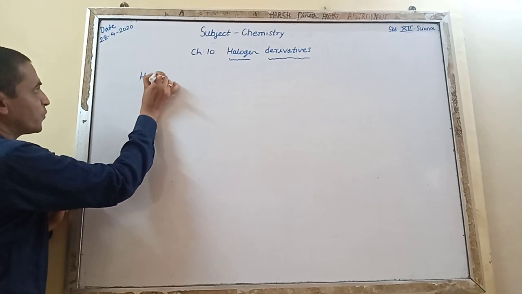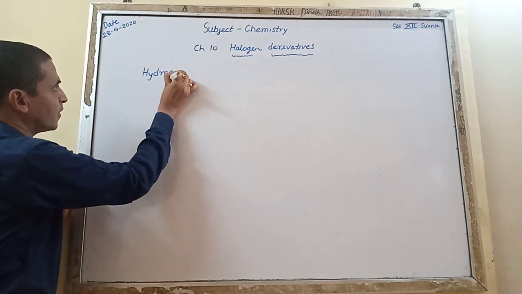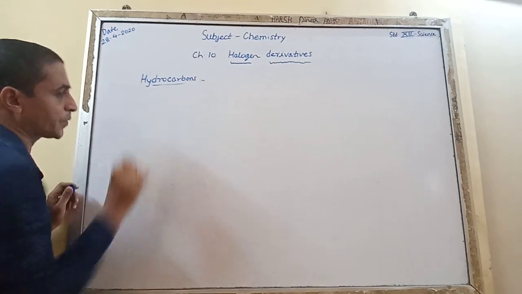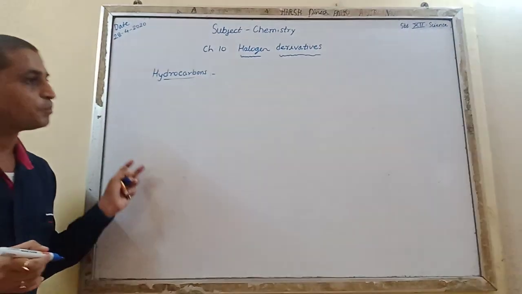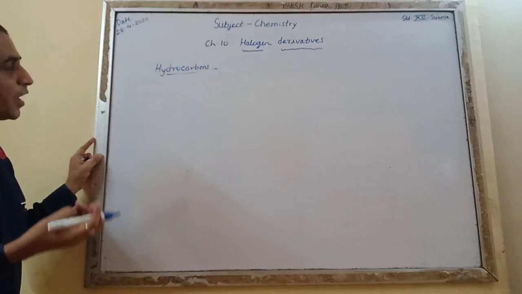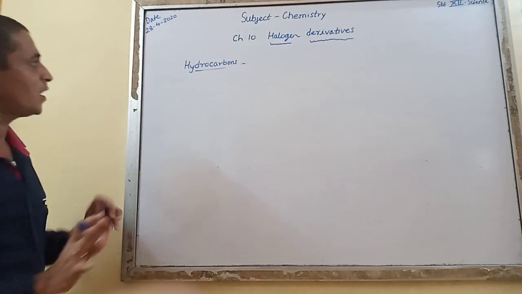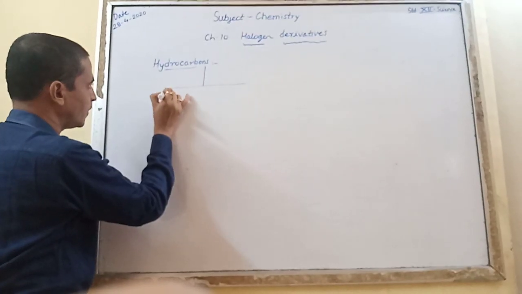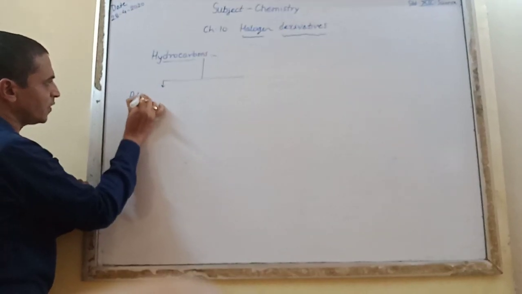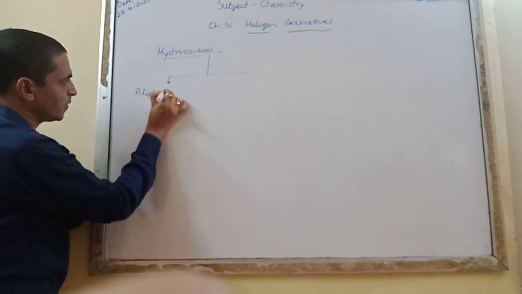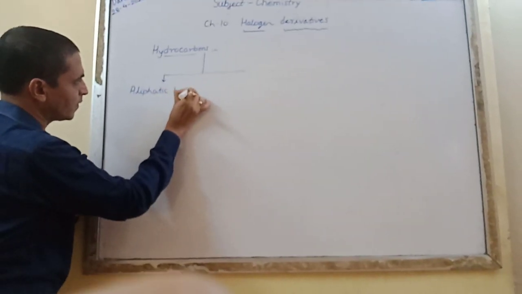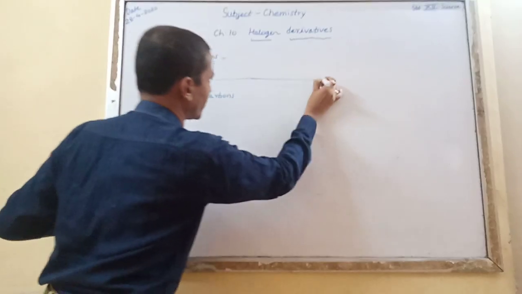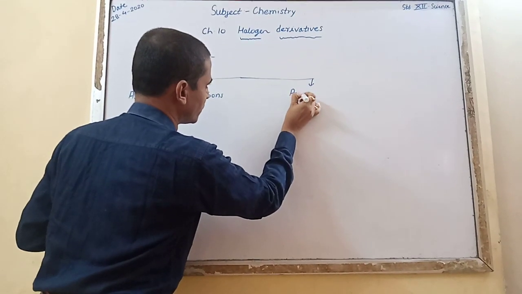So first we'll start with what? Hydrocarbons. Hydrocarbons are the compounds containing only carbon and hydrogen as the main elements. Hydrocarbons are of two types. First one, aliphatic hydrocarbon. And second one is aromatic hydrocarbon.